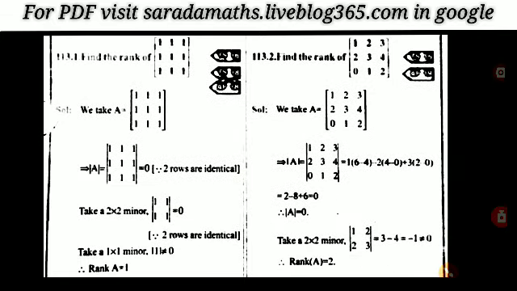And find the rank of the matrix. If we get the det equal to 0, then take the 2 by 2 matrix and find the det value. Okay, here det is equal to 0. Now take the 2 by 2 matrix, but here det is not equal to 0, so rank is equal to 2. Okay, do all of you understand?